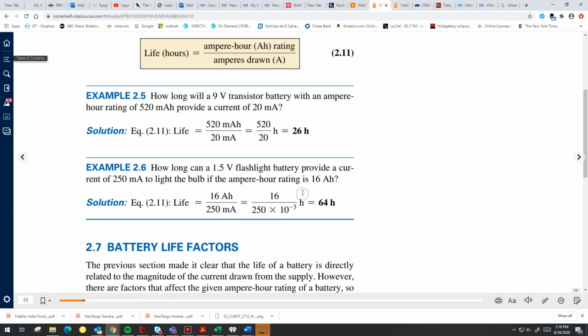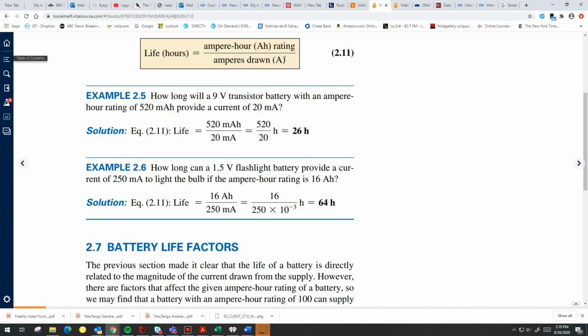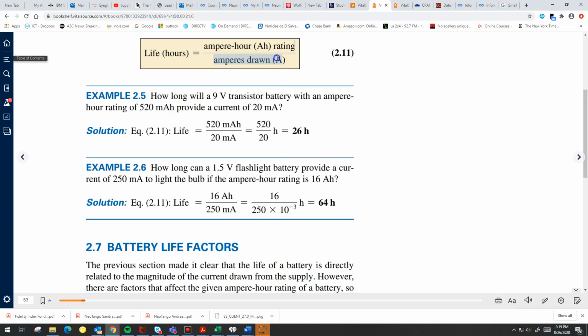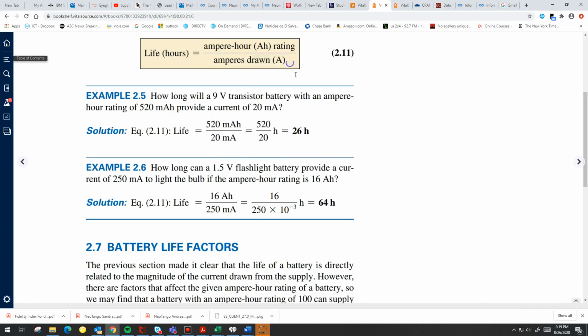Well, if we use again the same equation, making sure, again, it is important to watch the units, like I said before. When we use these expressions, we have to pay attention to what kind of units we're using. In this case, the amperes or the amps has to be in units of amps, not milliamps, not microamps, whatever, in units of amps. And the amp hour ratings, of course, will be in hours, right?